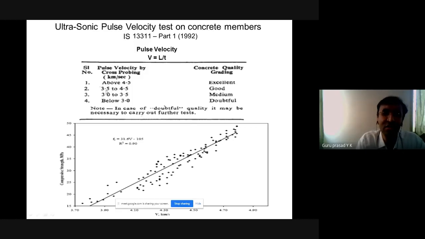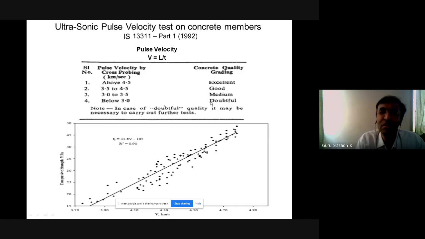If the value is between 3.5 and 4.5, it is of good quality. If it is between 3 and 3.5, it is of medium, fair quality. Below 3, it is doubtful. What do you mean by doubtful? You can't really depend on such a concrete quality. You have doubts. The code does not label it as poor, but it calls it doubtful.